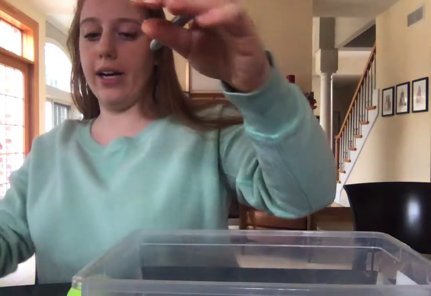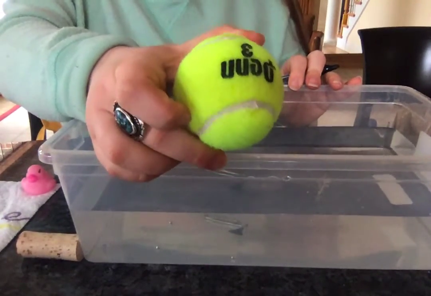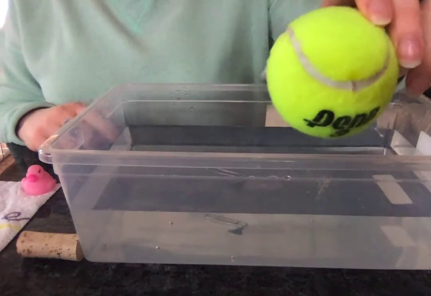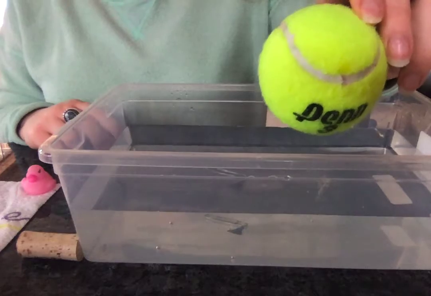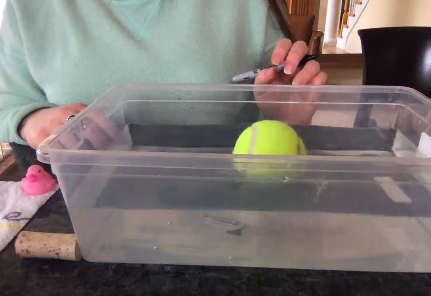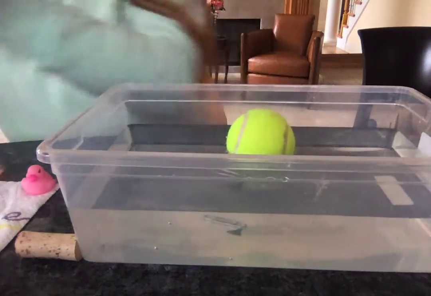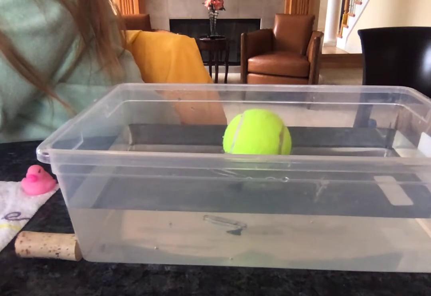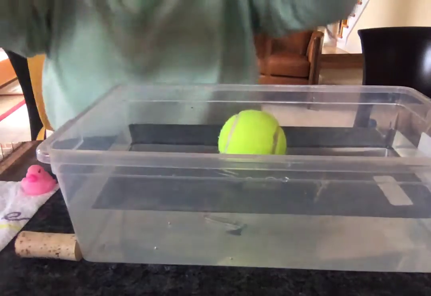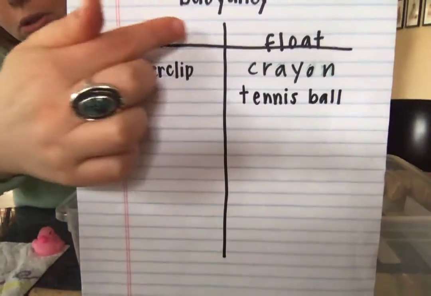All right, our next object that we have is this tennis ball. I used to play tennis all the time growing up, so I had a lot of tennis balls just laying around my house. So we're going to see, make your prediction. Do you think the tennis ball is going to sink or is it going to float? The tennis ball is floating, so we're going to write under float, tennis ball. Go ahead and write tennis ball under float.